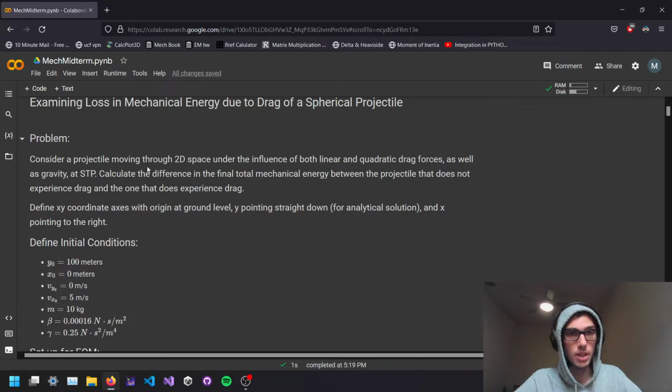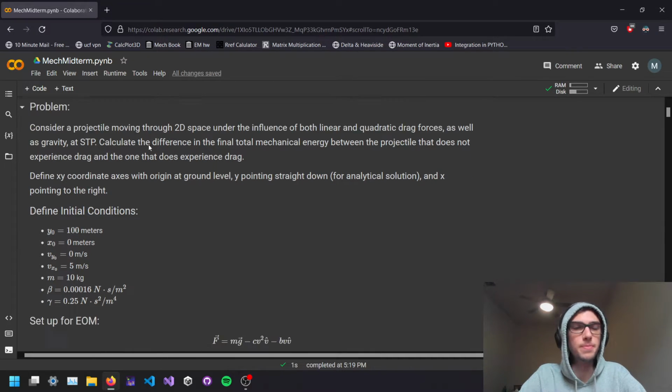and we want to calculate the difference in the total mechanical energy between the projectile that does not experience drag and the one that does experience drag. But it's the final total mechanical energy, so all the way at the end of the trajectory, we want to calculate the difference in mechanical energy, and that difference will actually be the energy lost due to the drag force.